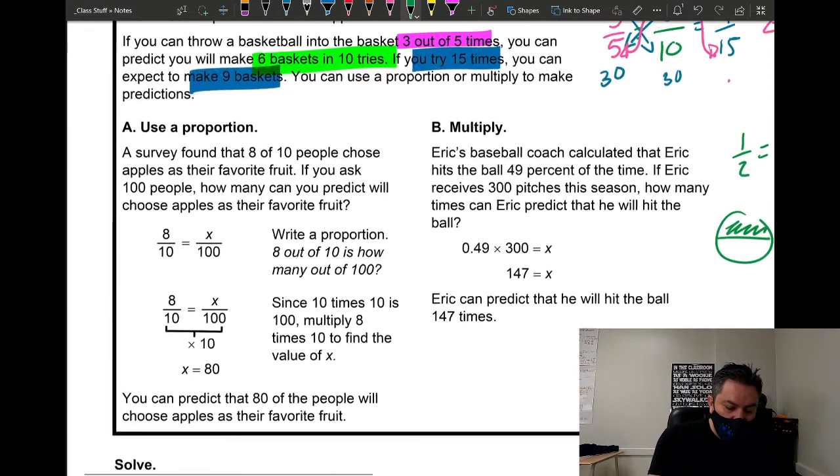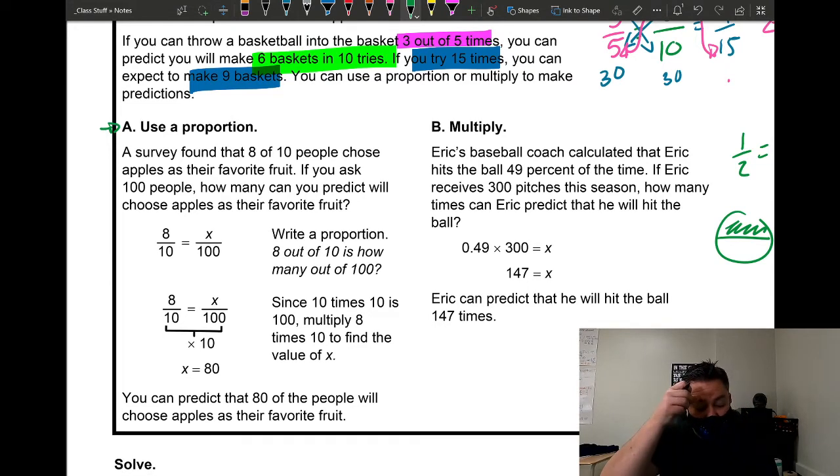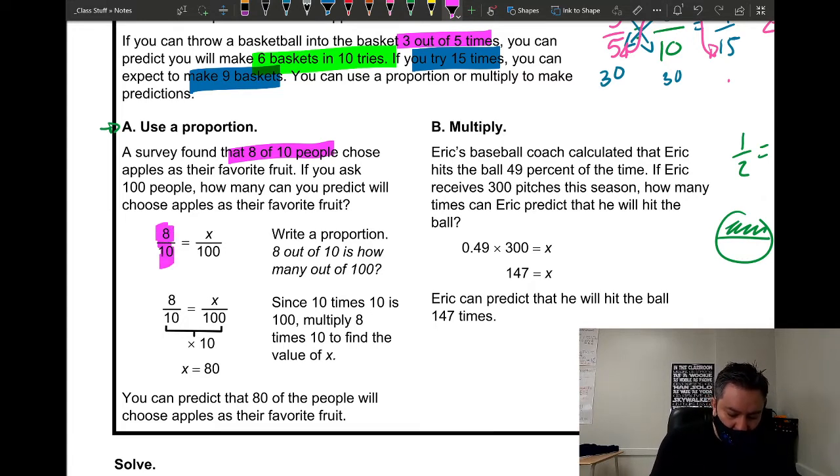Now, letter A, use a proportion. It says, a survey found that 8 out of 10 people choose apples as their favorite fruit. Okay? Proportion, the first fraction, 8 out of 10, is right here. If you ask 100 people, how many can you expect are going to like the apple as their fruit?